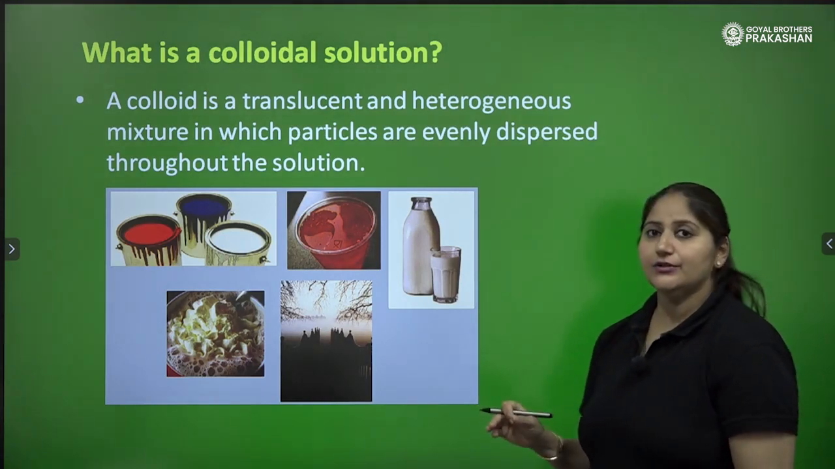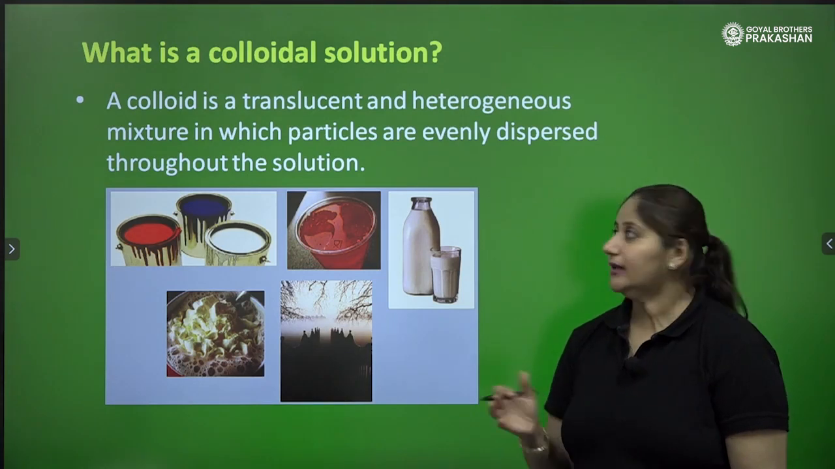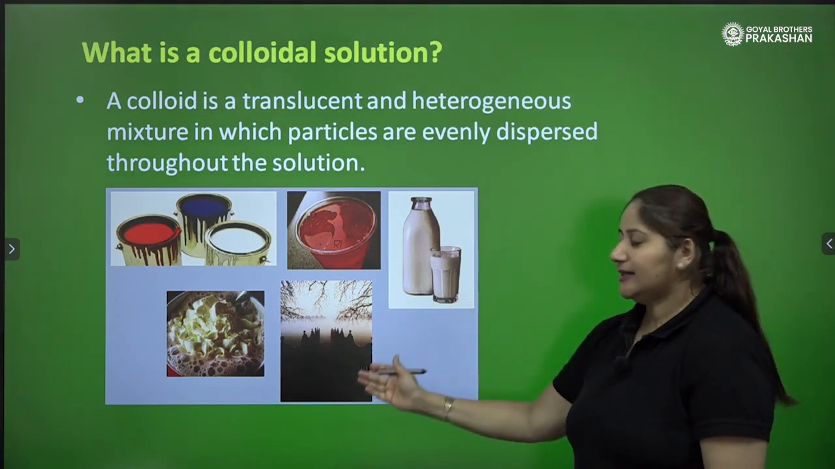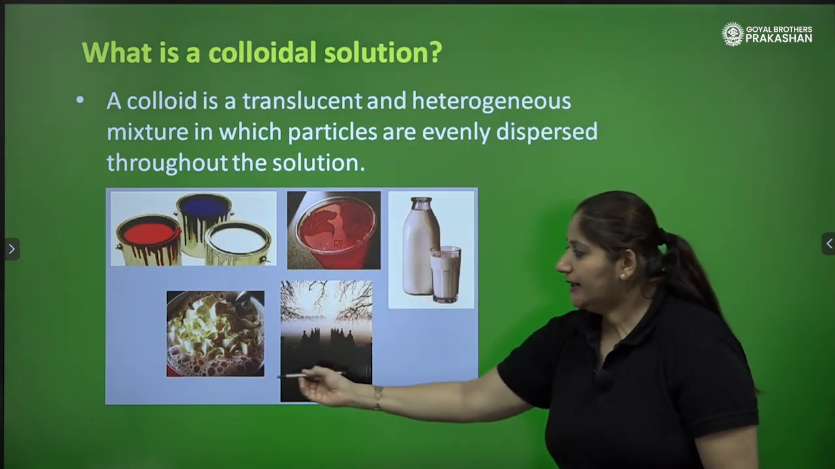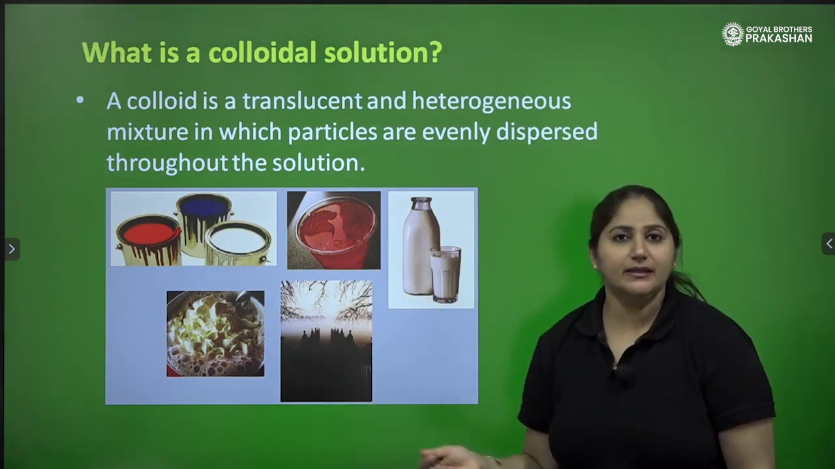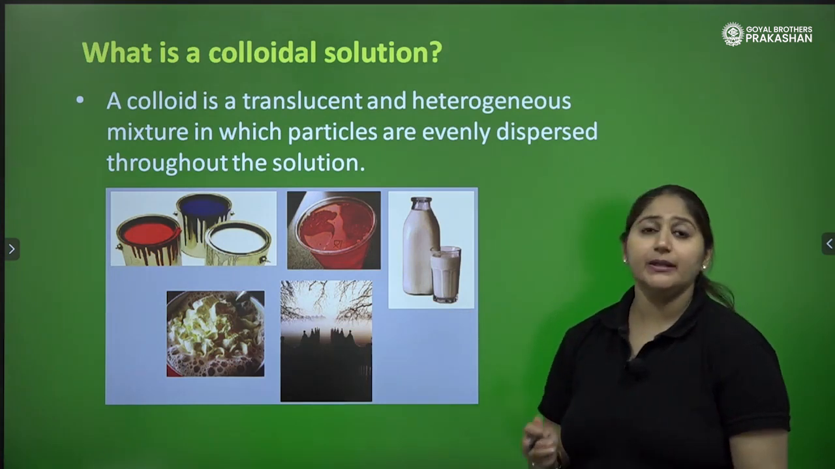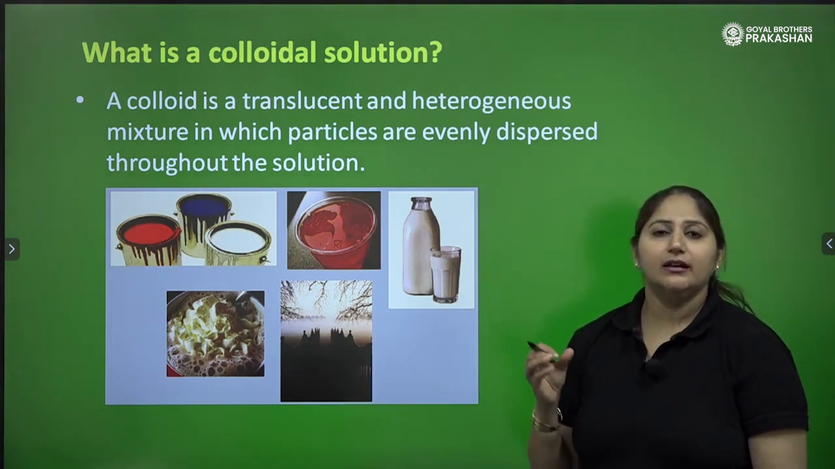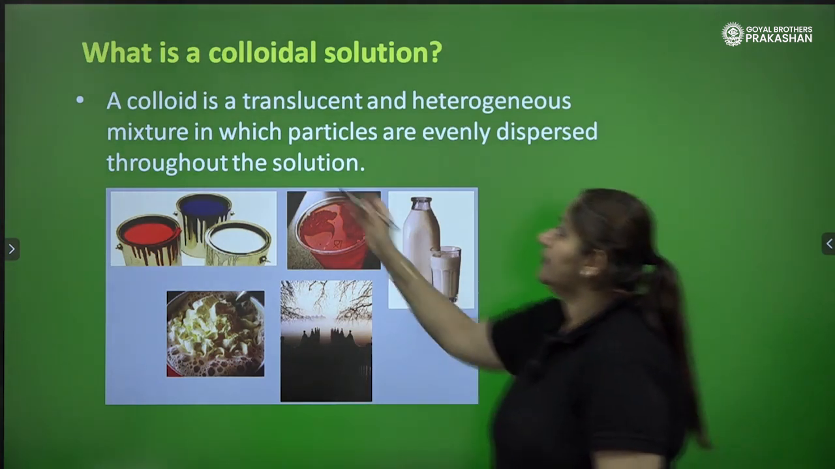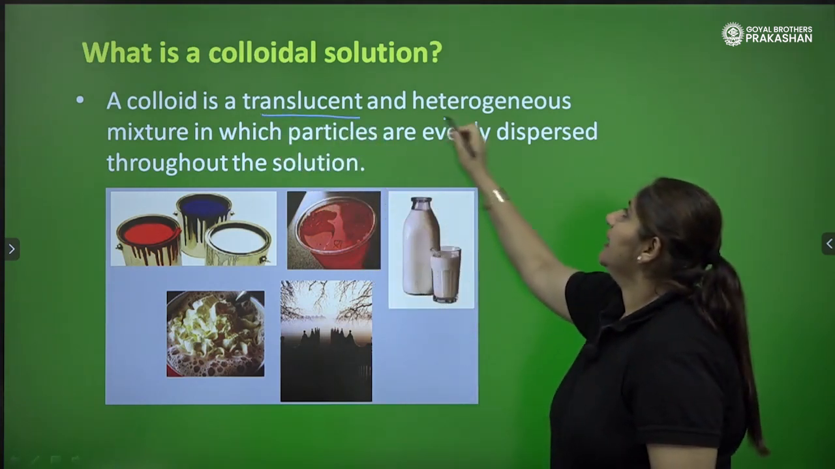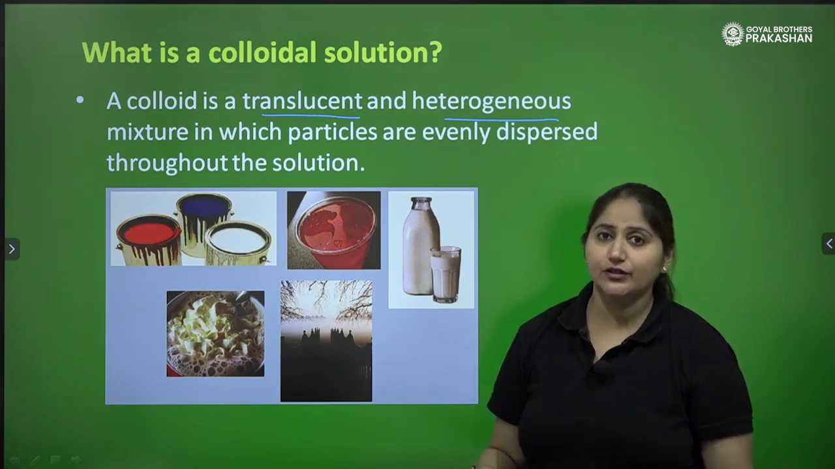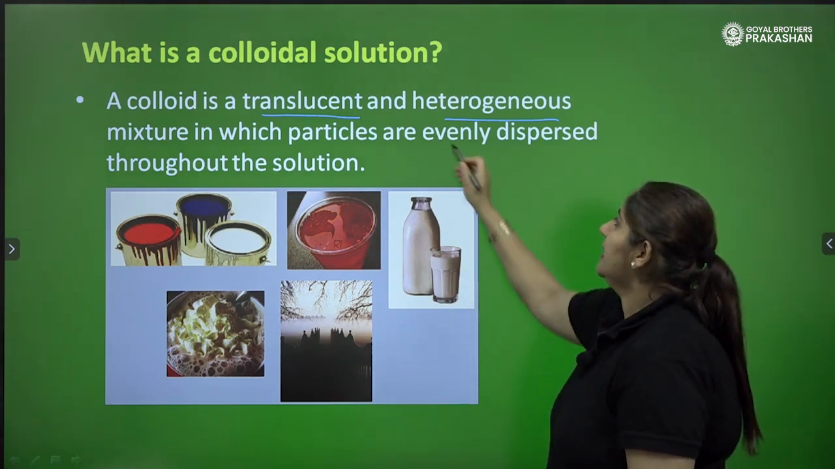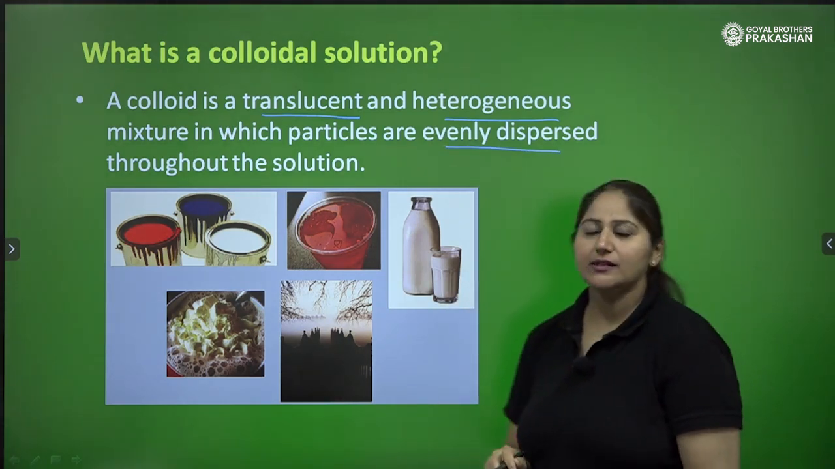So colloidal solution is a translucent. Think about milk, mist or fog. Then think about jelly, paint and whipped cream. What happened in them? What is their structure? Their structure, their physical appearance is translucent and heterogeneous. They appear like homogeneous, but actually they are heterogeneous, in which particles are evenly dispersed throughout the solution.